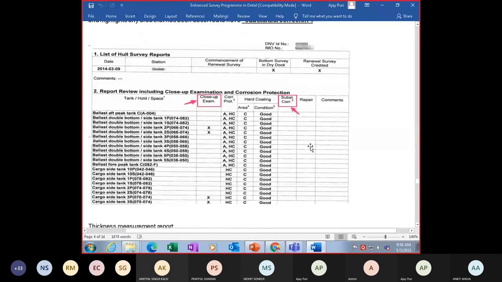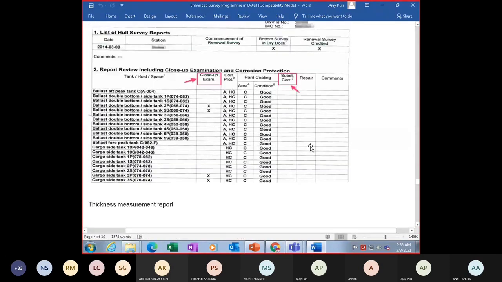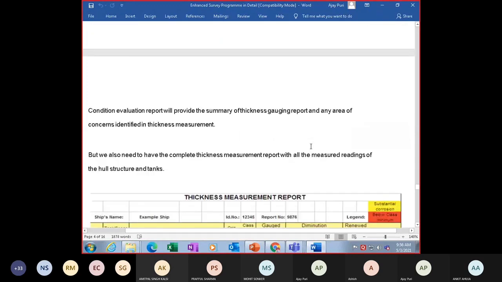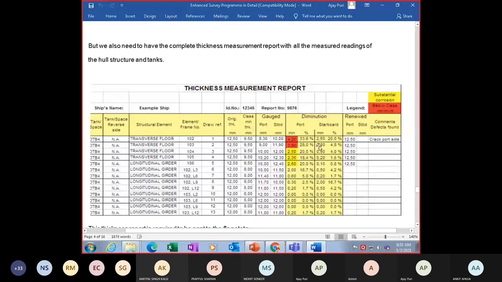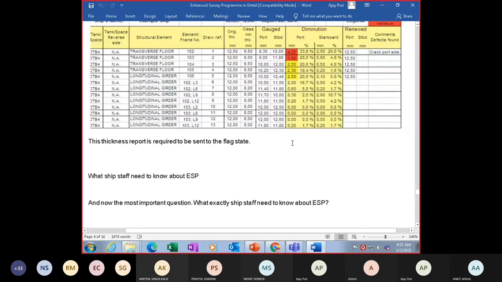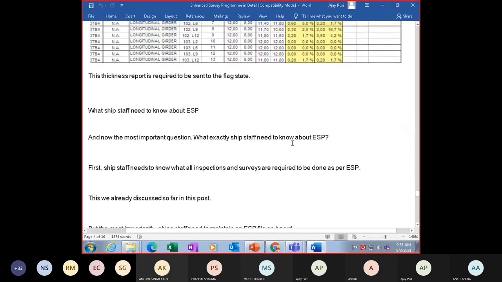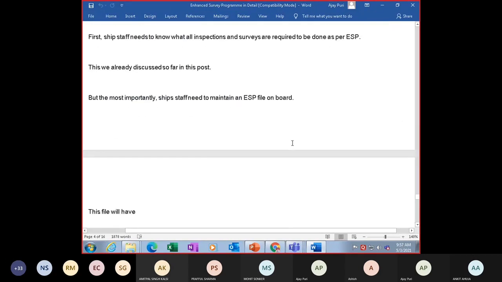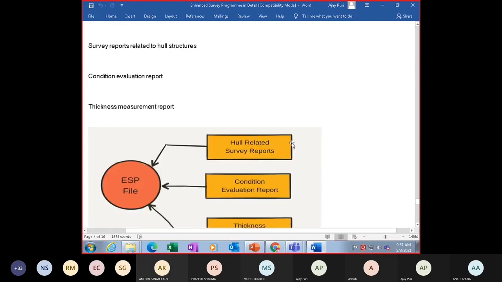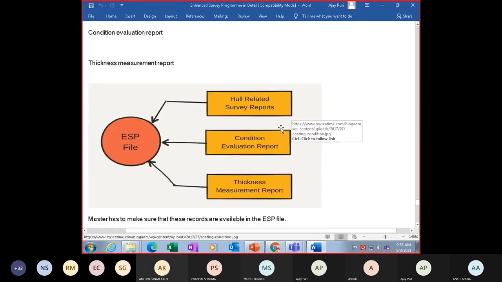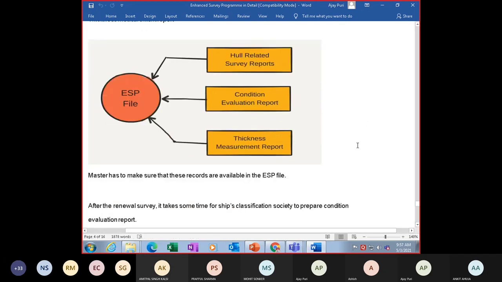So this is the report being prepared, the thickness measurement report, and this is a report where the red areas are where the thickness is poor. Then you send the report to flag state, and then you know which areas have to be attended to, which platings have to be changed. So you have an ESP file where you have hull related reports and evaluation of your condition evaluation report and thickness measurement report. That has to be maintained by the master.